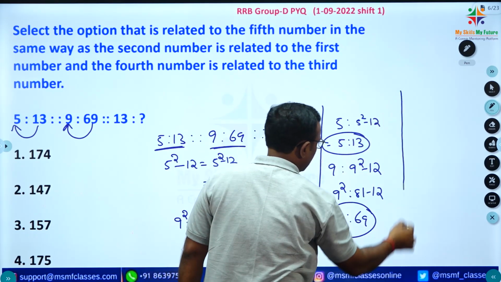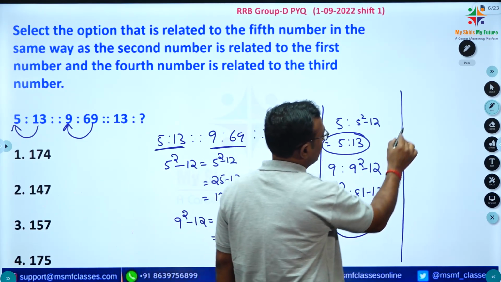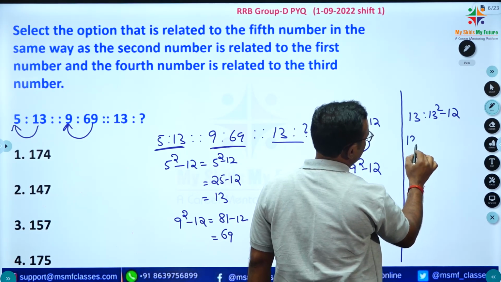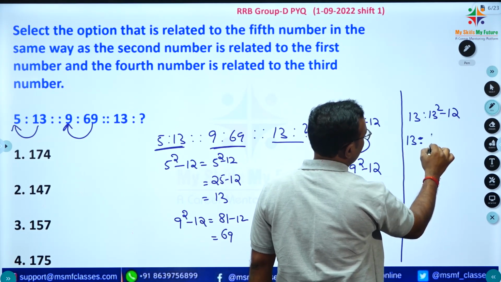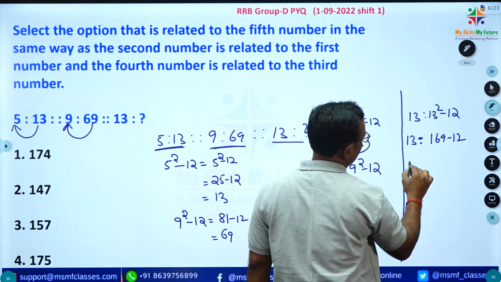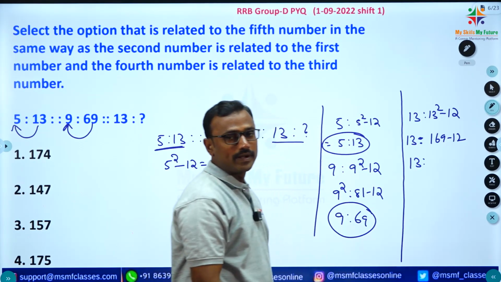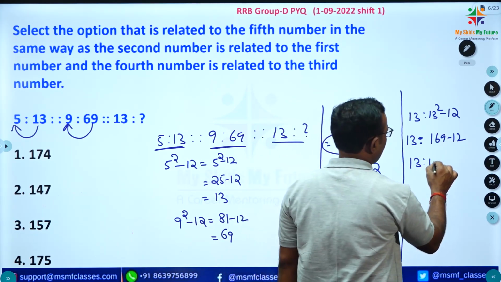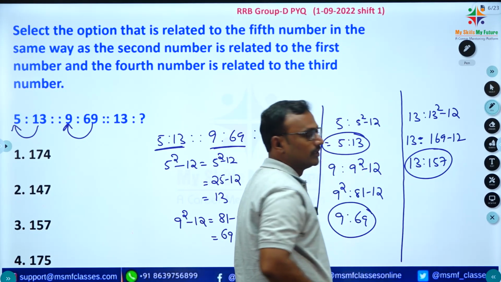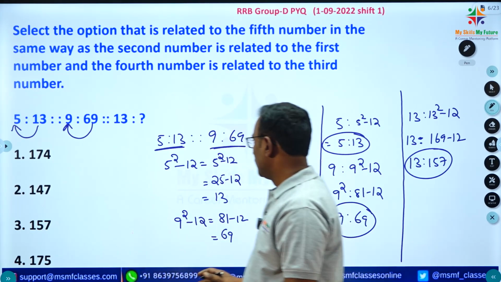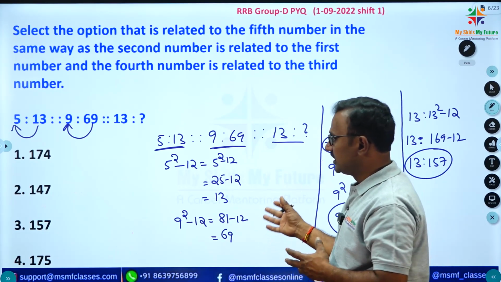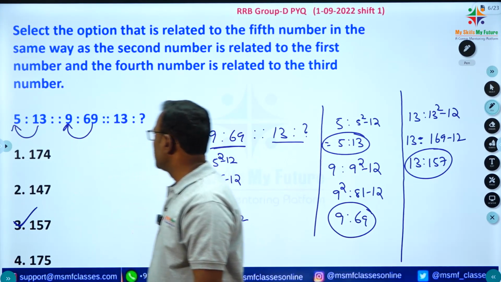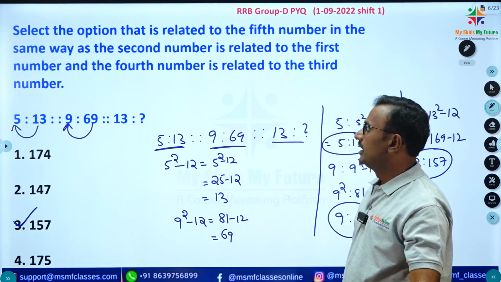Okay, so similarly, 13 is to 13 square minus 12, 13 is to 169 minus 12. So 169 minus 10 is 159, minus 2 is 157. So 157. I hope you will get the idea of which logic is there in the question. So 157, option 3 is correct. Okay, next question.